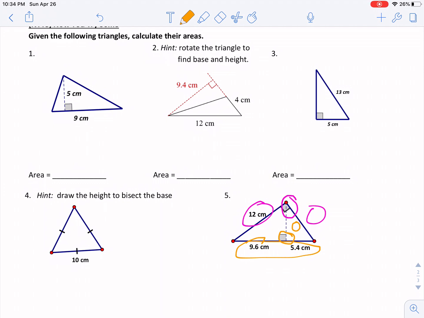For 4, you just got to draw a height from one of the sides down to the other side. I would recommend going that way because it looks a little bit neater. And the Pythagorean theorem. 3 is just straight Pythagorean theorem to find the base and the height. Key thing to remember, the base and the height must be perpendicular. They must make a right angle.